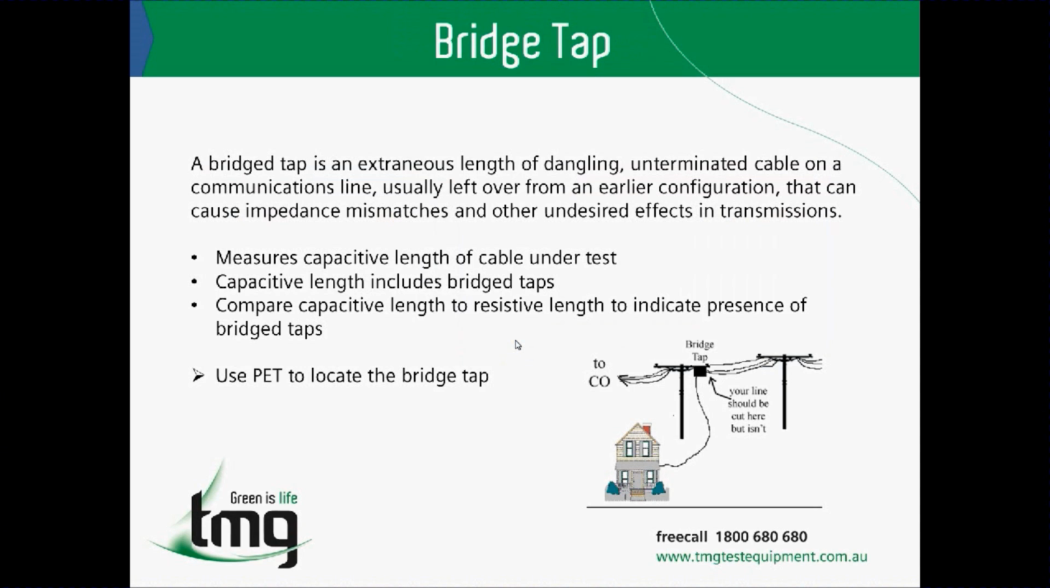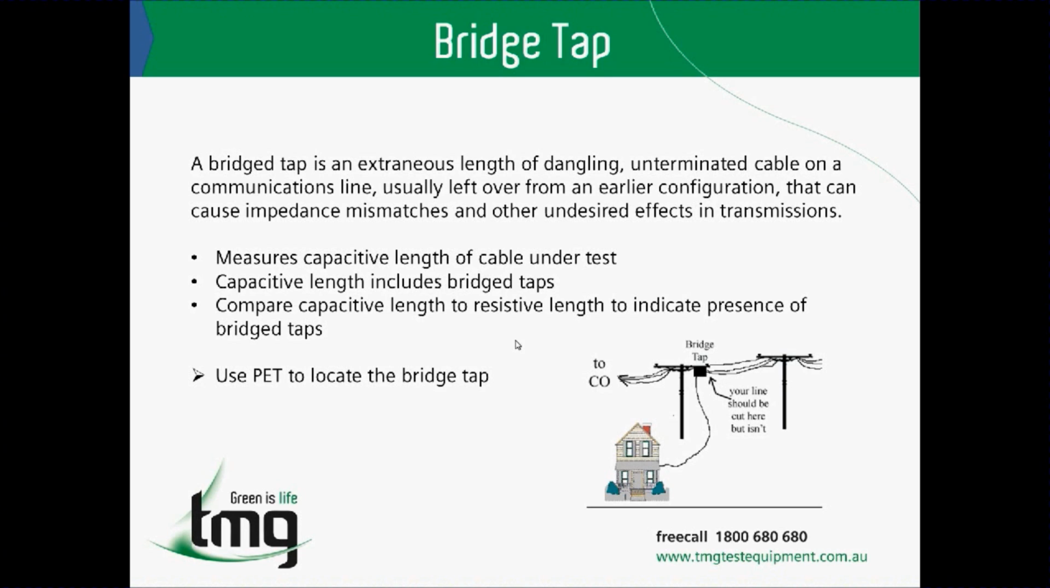Now we are going to move to the bridge tap situation. So what is actually a bridge tap? A bridge tap is essentially an extraneous length of dangling, unterminated cable on a communications line, usually left over from an earlier configuration. A bridge tap can cause an impedance mismatch and have an undesired effect on our transmission line.